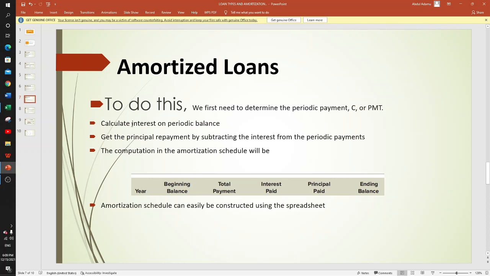Then we calculate the periodic balance and the interest on the periodic balance, then get the principal repayment by subtracting. Then the computation of the amortization table will look like this. So we are going to demonstrate how to do an amortization table.